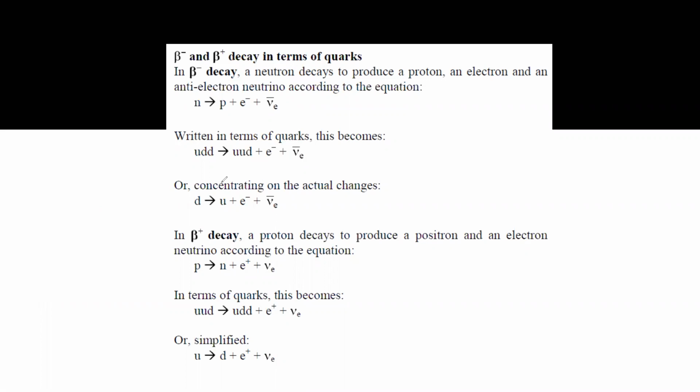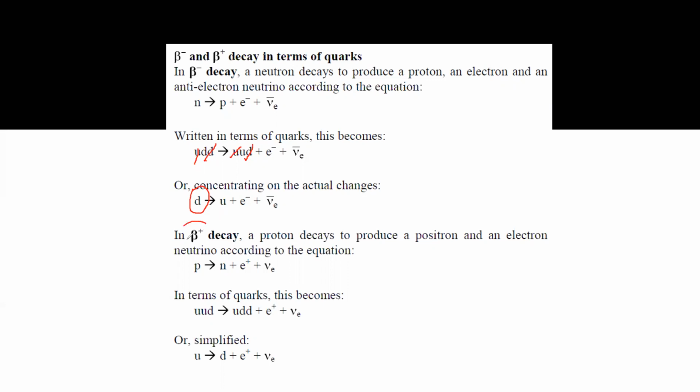So if we cancel out the common terms, up can cancel with up, it's the same. So what we are left with, basically what happened in this reaction, is a down quark gives an up quark, an electron and an electron neutrino. Is it clear? Yes.